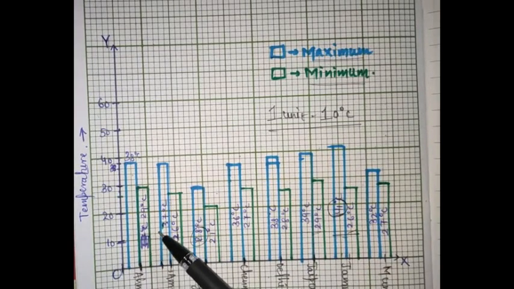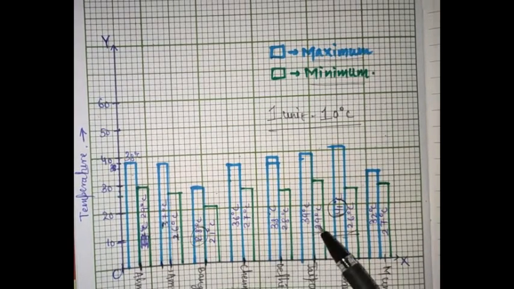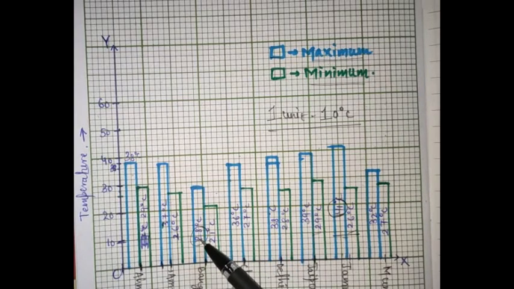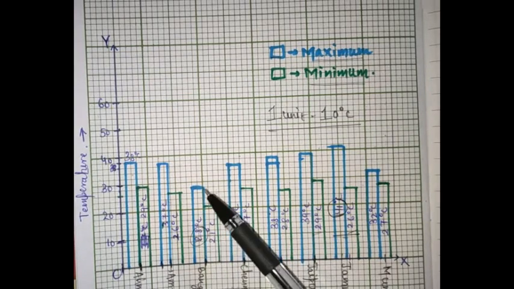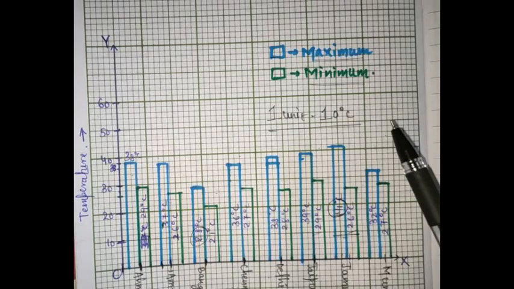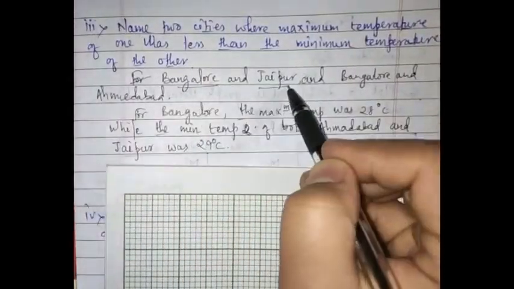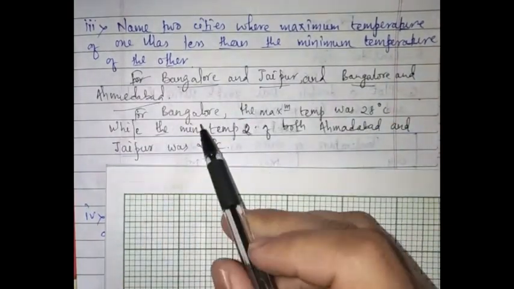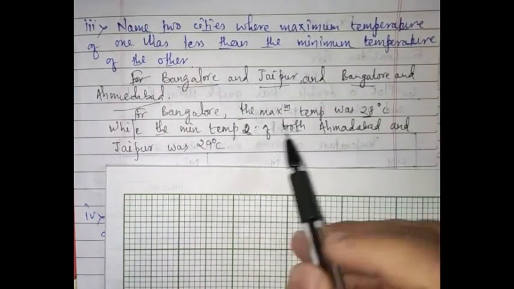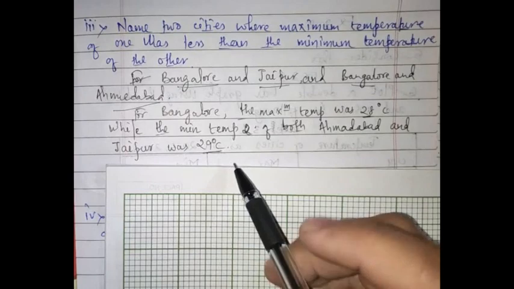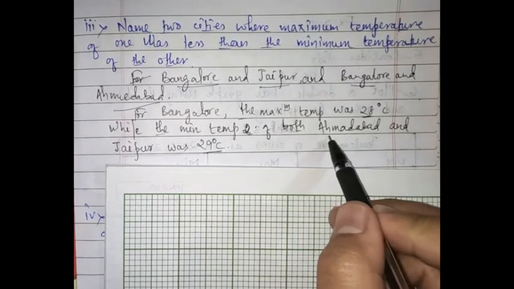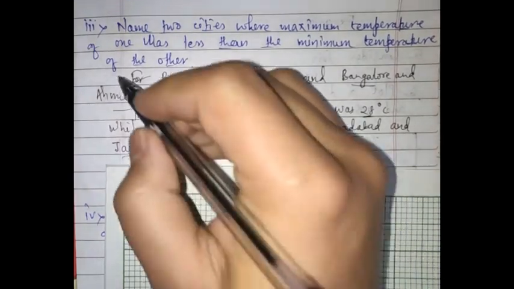Ahmedabad is also 29 degrees Celsius, right? So the maximum is 28. So there is a one difference, 28, then comes your 29. So that's why there are two cities, Bangalore, Jaipur, Bangalore, Ahmedabad. Okay, for the maximum temperature is 29 and the minimum temperature is 29 degrees Celsius for both Ahmedabad and Jaipur. So your answer 3 is like this.